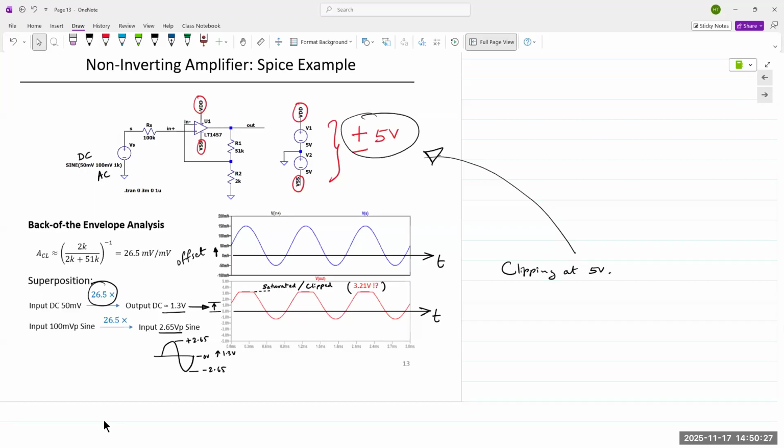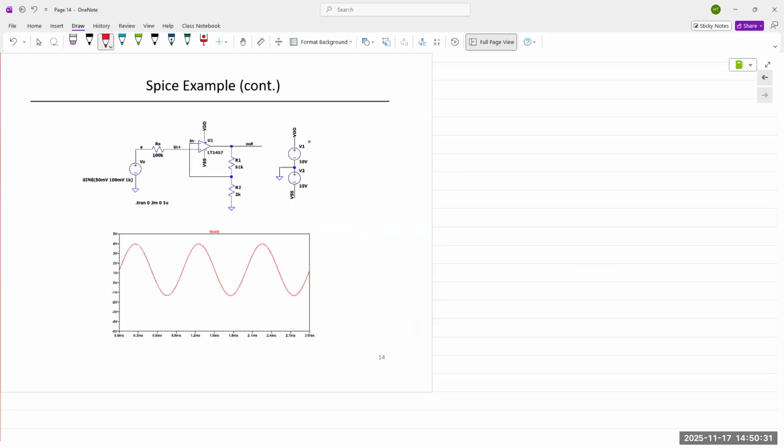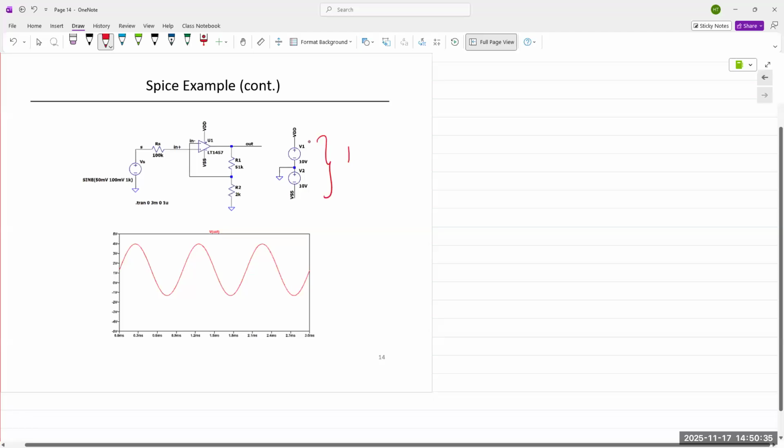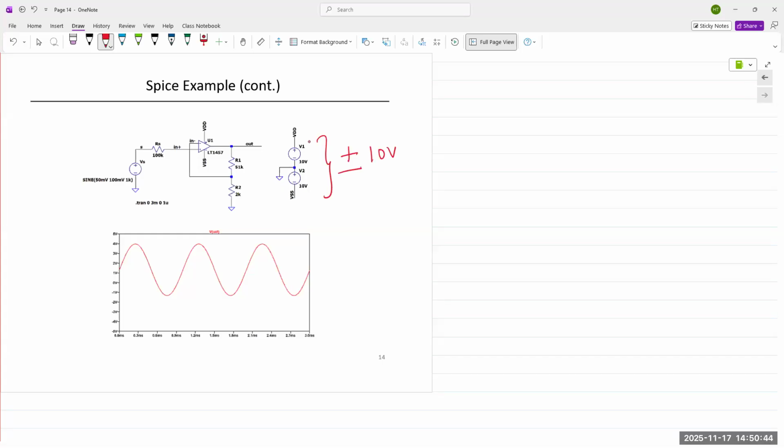And the way to avoid this clipping is by increasing our VDD and VSS to plus minus 10 volts. Now we are supplying sufficient energy for the op amp to operate, plus for it to amplify that signal. And so instead of clipping, now we have a full range of output.